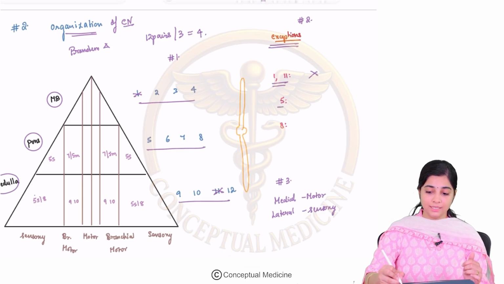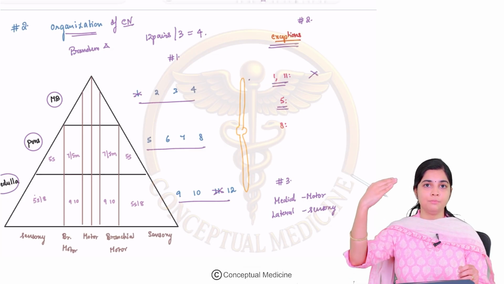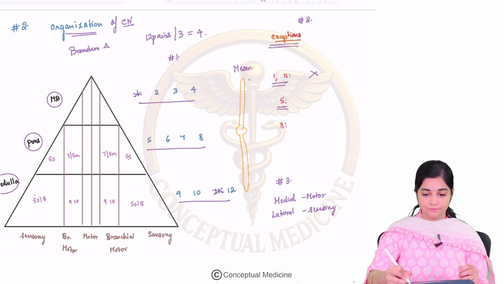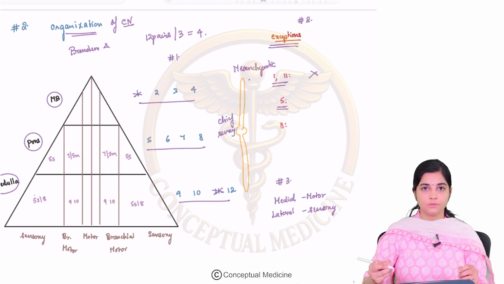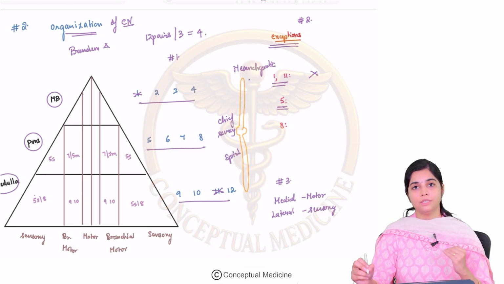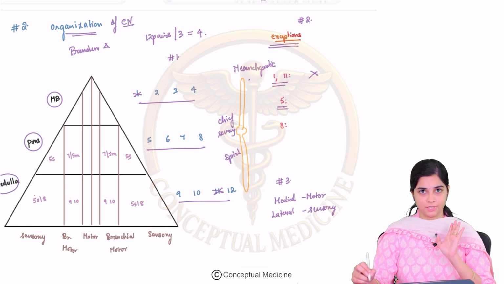Then cranial nerve 5. Cranial nerve 5 is your trigeminal nucleus. The trigeminal nucleus has 3 nuclei which extend throughout the brainstem, from the midbrain to the pons and medulla. What are the 3 nuclei? We have the mesencephalic nucleus, the chief sensory nucleus, and the spinal nucleus of the trigeminal nerve, which is present in the medulla and extends down into the spinal cord as well.